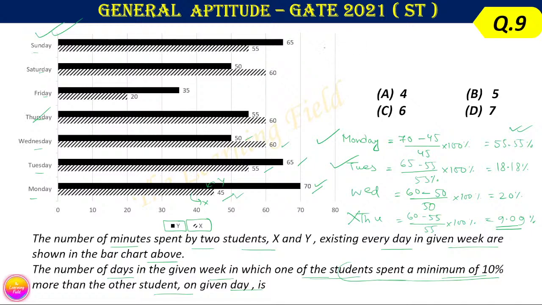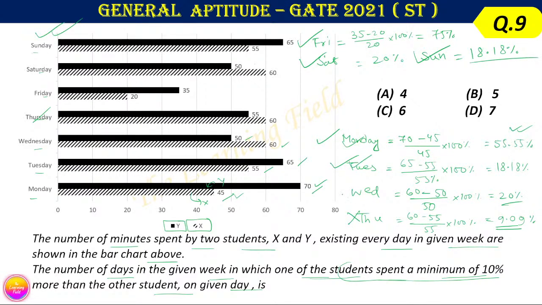Okay, then Friday required percentage, Friday equal to what? 35 minus 20 by 20 into 100%. Okay, so this is equal to what? 75%. Okay, we count this day. Then Saturday also 60 minus 50, so that means Saturday equal to 20%. And also Sunday, so we count this day, and Sunday equal to also 65 minus 55, so this one 18.18%. So we count also these days.